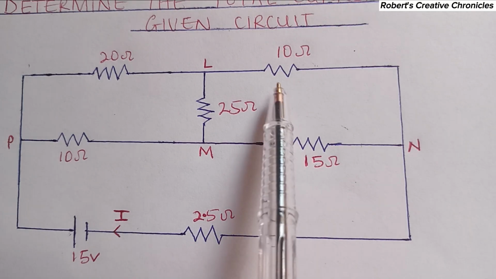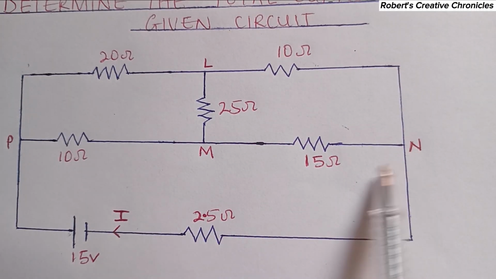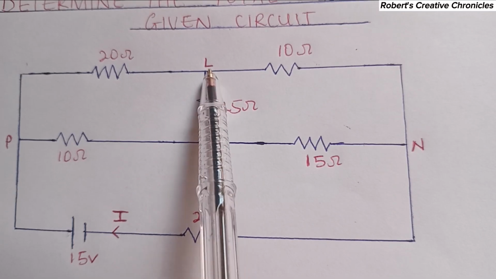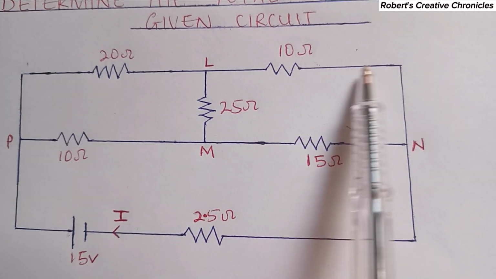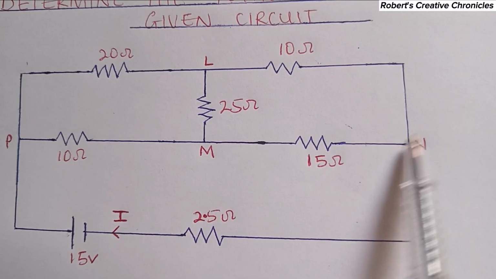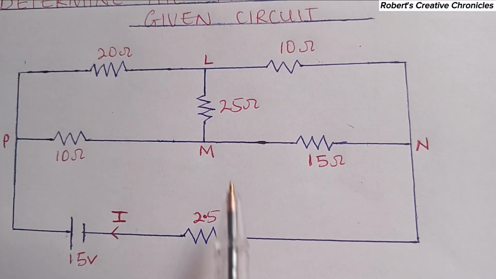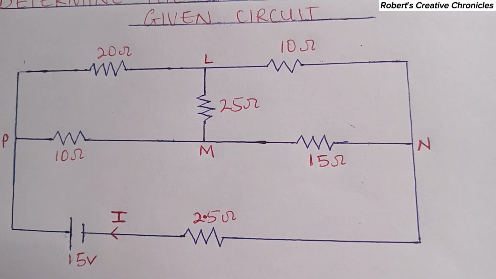So you cannot determine truly the resistances that are in series and in parallel. Like if it comes here now, it will come here and enter here again. So it's difficult for you to solve this circuit like this.